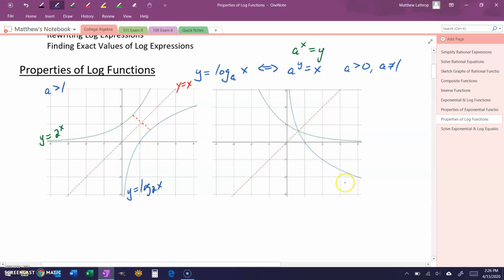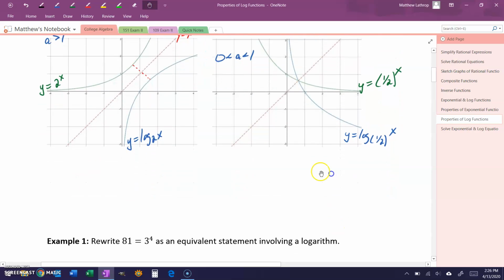On the right, we have the graph of y equals the log base 1/2 of x, and y equals 1/2 to the x power. So we have the case where a is somewhere between 0 and 1. In both cases, we can see that the domain for our log function is going to be from 0 to infinity, and our range will be from -infinity to infinity.